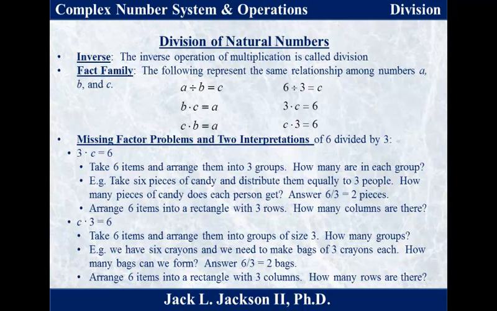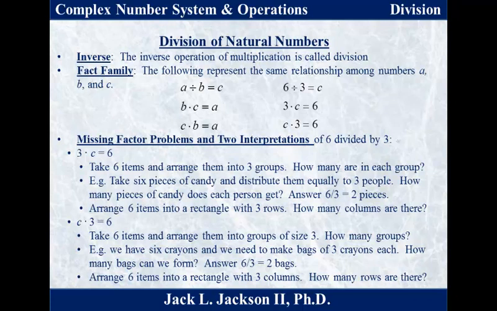So a real-world problem that would go with that is, take 6 pieces of candy and distribute them equally to 3 people. How many pieces of candy does each person get? And the answer is 6 divided by 3 equals 2 pieces. Because 3 times 2 equals 6. Or, as an area thing, you could arrange the 6 items into a rectangle with 3 rows. How many columns are there? And again, the answer is 2.